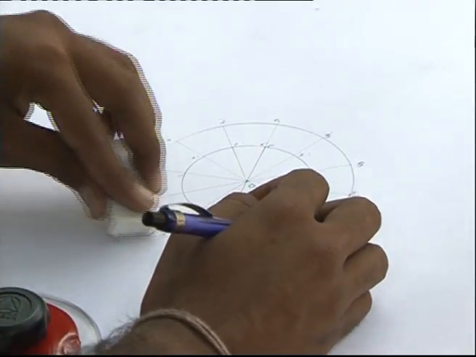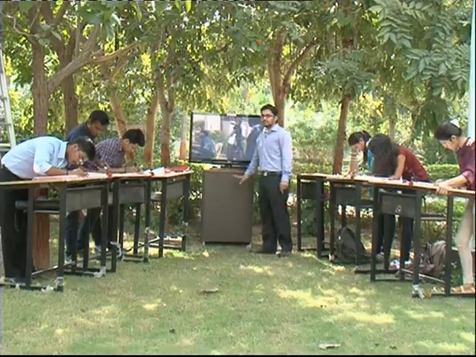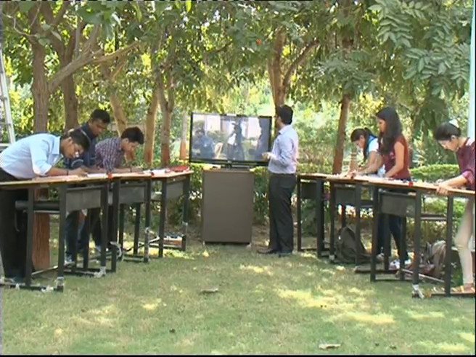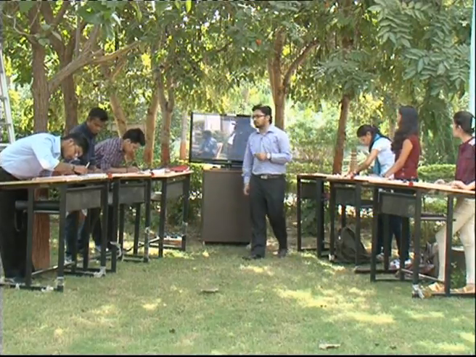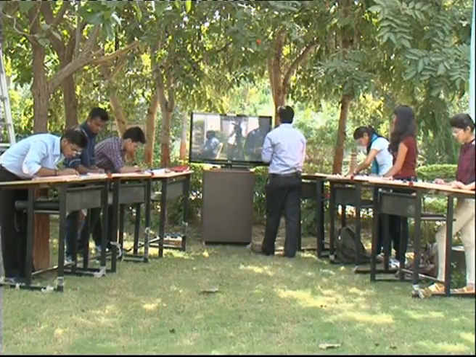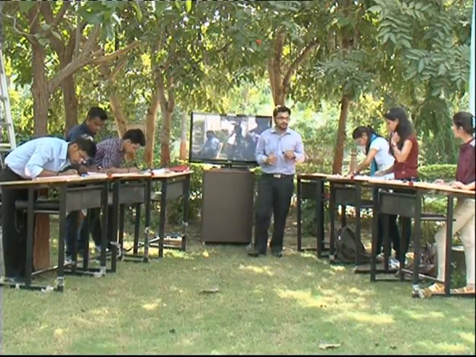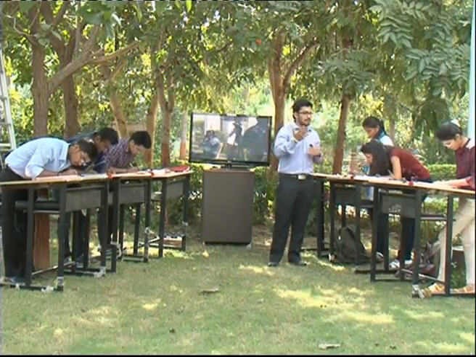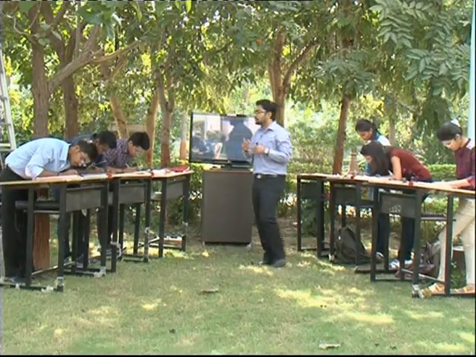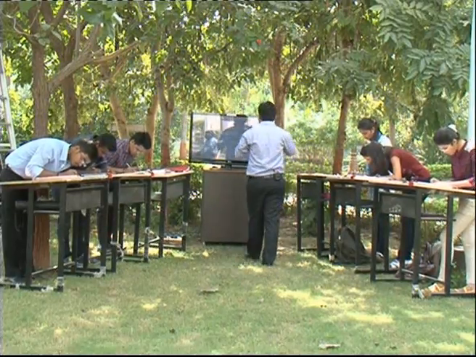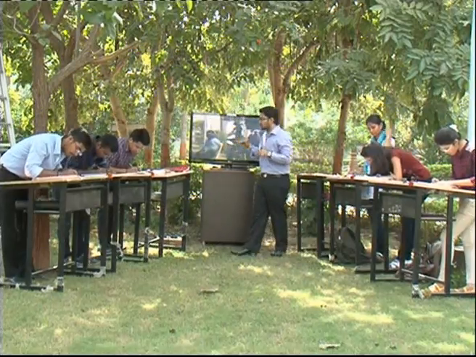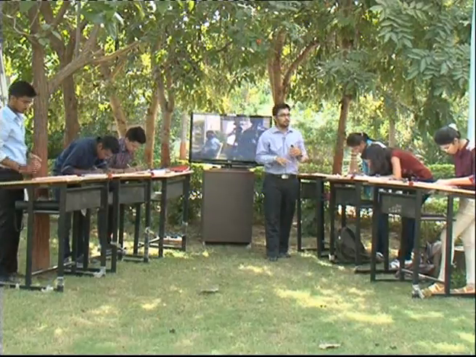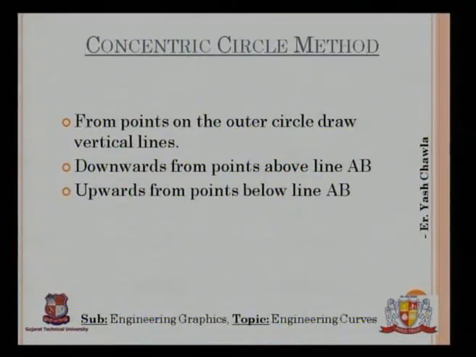Right. Now moving on, once we have these points, the next thing we are going to do is connect them all. From the outer points on the circle, draw vertical lines. For the points which are above the horizontal of the center circle, we have to draw a vertically downwards line, and for those which are below the horizontal, we have to draw lines which are vertically upwards.